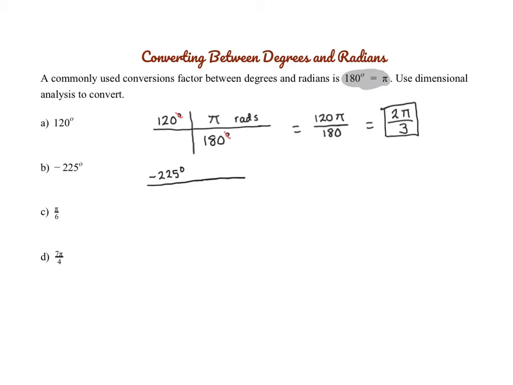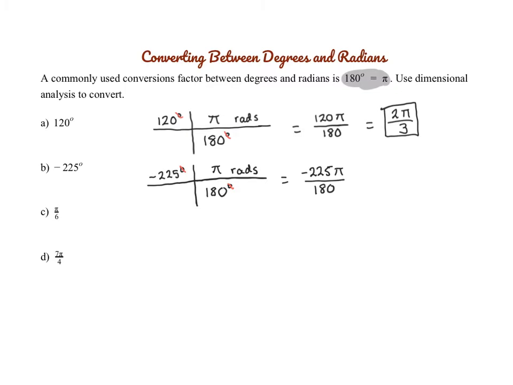All right, let's try negative 225 degrees. So again, if I have degrees on the top, I'm going to put my measurement for degrees on the bottom, so they cancel out. But I have to put something equivalent right on top. 180 degrees is equal to pi radians. And then I multiply across the top, so negative 225 pi over 180.